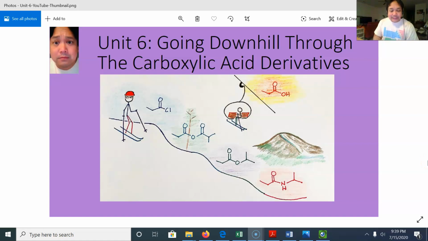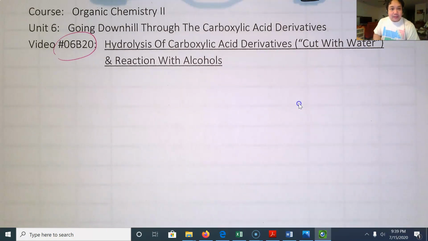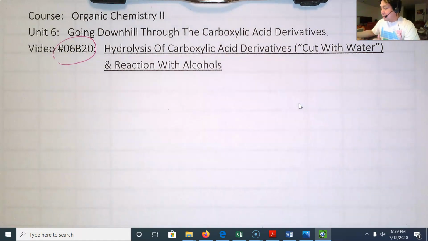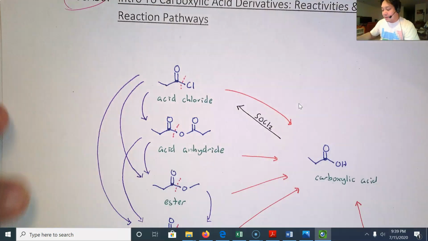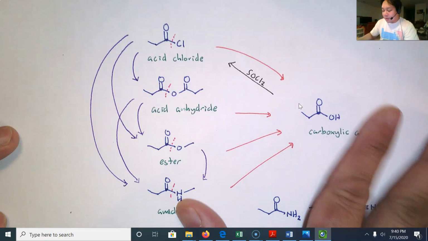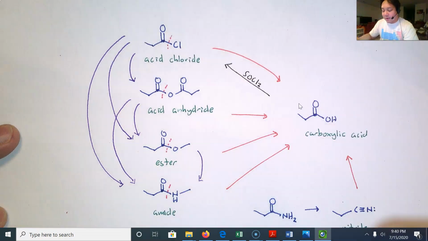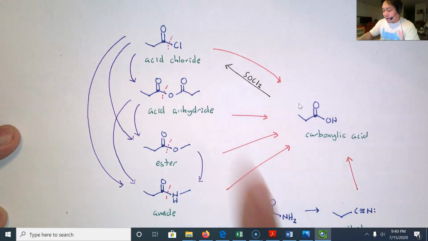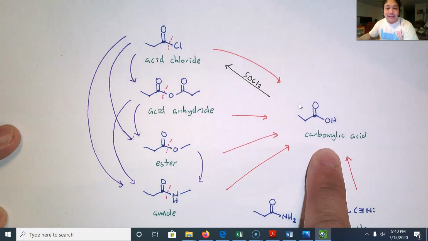Hi again. In this video, we are now going to look specifically at reactions of our carboxylic acid derivatives, and we are going to start with hydrolysis. So for hydrolysis, actually before we start, why don't we remind ourselves about how the ski slope looks like. The ski slope again shows you the order of the reactivities of our four main derivatives, and our first reaction is all of these red arrows going back to the carboxylic acid.